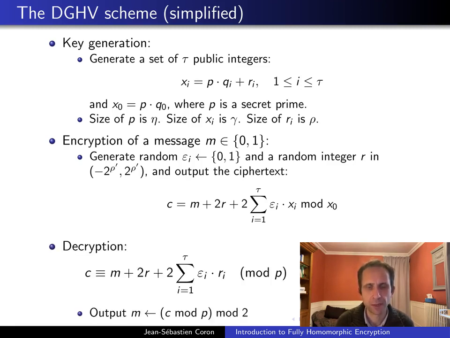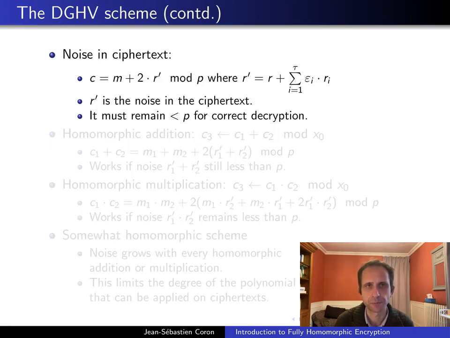And to decrypt, we see that when we reduce modulo p, we obtain that the ciphertext c modulo p is m plus 2r plus 2 times the sum of the epsilon i ri. So which means that when we reduce modulo 2, we recover the message m. So we have seen that in that case, the ciphertext c is m plus 2 times r prime, where the noise r prime is r plus the sum of the noise in the public key xi's. And so this noise must remain smaller than p for correct decryption.